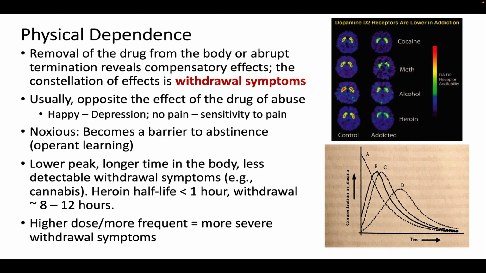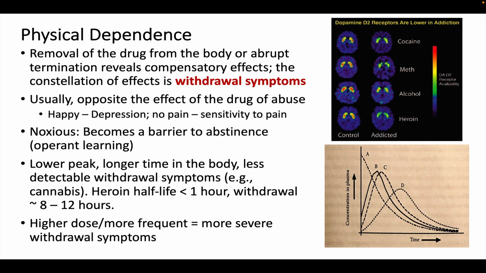So while we can talk about different types of addiction, there is an importance of physical dependence. The removal of the drug from the body can cause an abrupt termination that reveals compensatory effects in the brain as well as the body. This leads to withdrawal symptoms. It is usually the opposite effect of the drug of abuse.